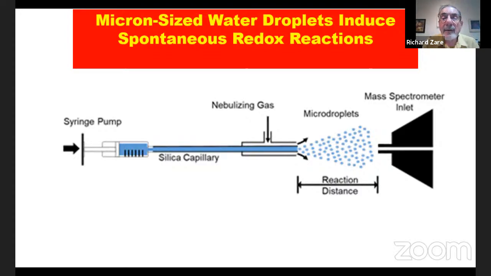Okay, micron-sized water droplets induce spontaneous redox reactions. Water doesn't make redox reactions, but droplets do. And I'm going to show you this. Here is a very simple setup. You can easily do this. A syringe pump, a silica capillary, just glass capillary of some sort, and a nebulizing gas to make the droplets come out. And of course, we can vary what it is. Here are microdroplets, and we're going to send them into the inlet of a mass spectrometer, and we can vary the reaction distance. This is a very common setup.